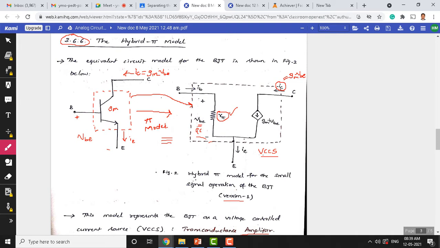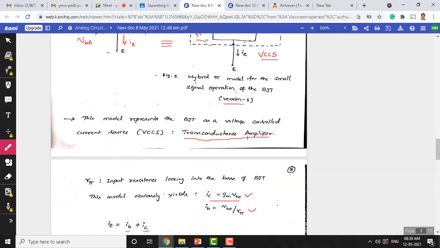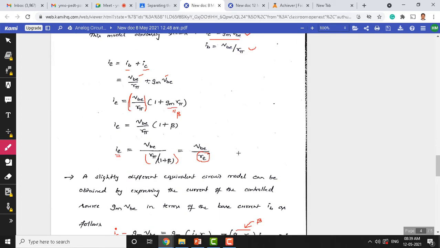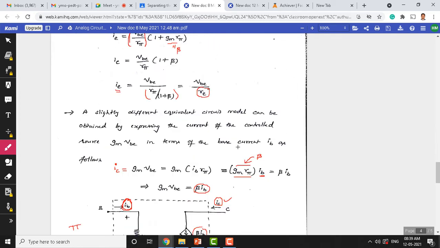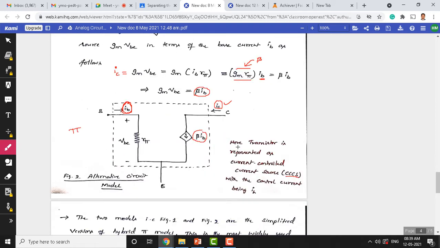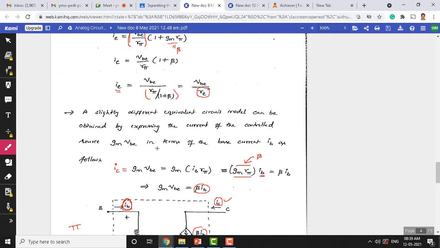The magnitude of this is given by gm times Vbe, and the current flowing here depends on the base emitter voltage applied between the base and emitter terminals. So this is version 1 of the hybrid pi model, which is generally used for small signal operation of the BJT. Likewise, we have derived the related expressions for the hybrid pi model. Then we expressed the same model in an alternative way in terms of the base current. The current source here is a dependent current source whose magnitude is now beta times IB. We have shown how we arrived at that expression.